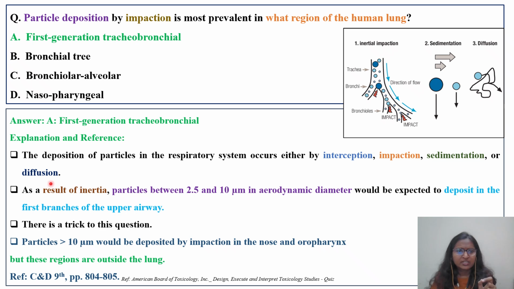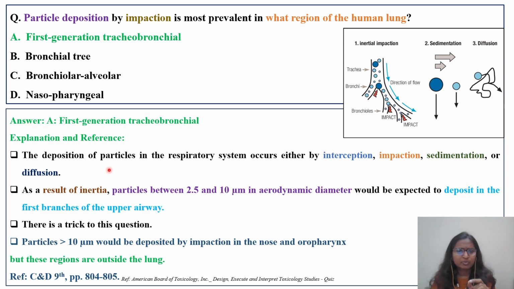Let us understand the explanation and the reference given by the ABT site. Also, you have to go back and check the Casarett and Doull ninth edition textbook. Please see page numbers 804 as well as 805. In these two pages they have discussed this concept, and this reference is given by the ABT only. So let's see the explanation and reference.